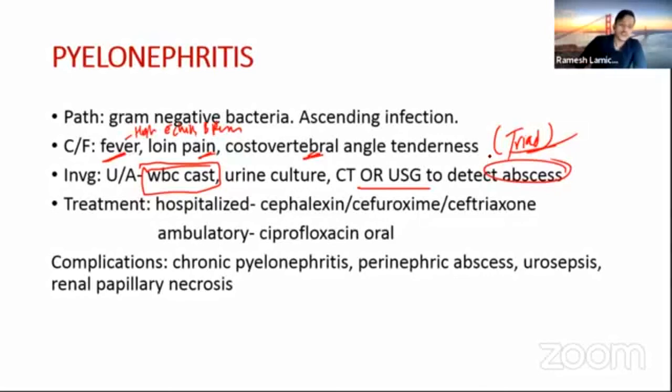Treatment depends on whether the patient is hospitalized or ambulatory. If the patient is hospitalized, we generally give drugs such as ceftriaxone, cefalexin. Or if the patient is ambulatory, or in primary healthcare and going home, we use ciprofloxacin orally. This pyelonephritis can complicate as chronic pyelonephritis, or it can remain and develop a perinephric abscess, and can spread into the bloodstream and cause urosepsis. So these are the complications of pyelonephritis.